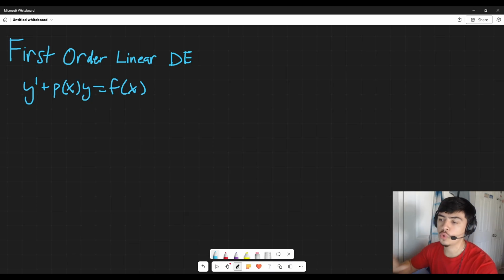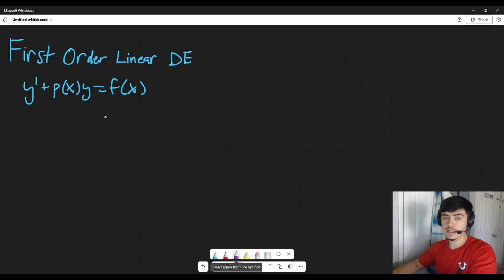First off, a first order linear differential equation comes in the form of y prime plus a function of x times y equals another function of x. And this is just the general form that you'll see it in. It's not too important, but it's important to know so you can recognize a differential equation and know that, okay, this is a first order linear differential equation.